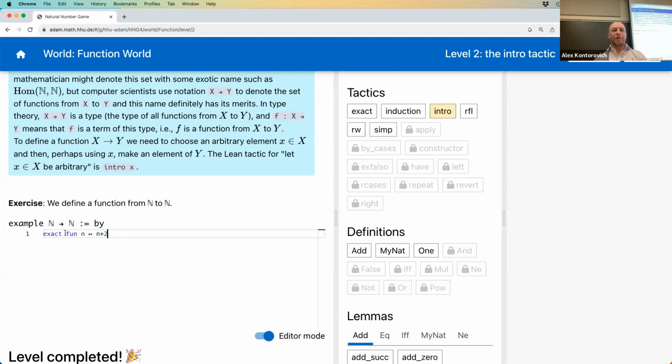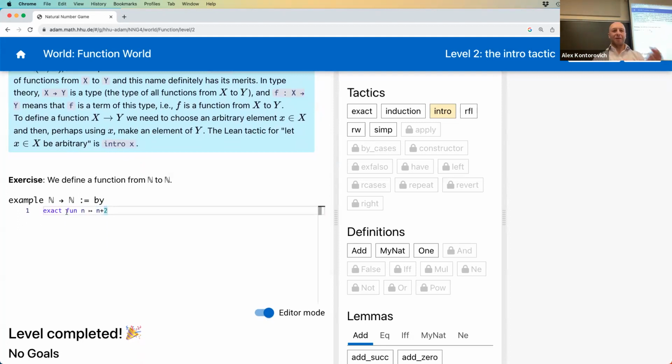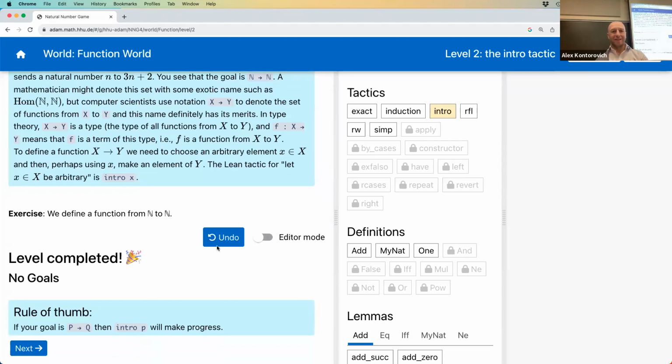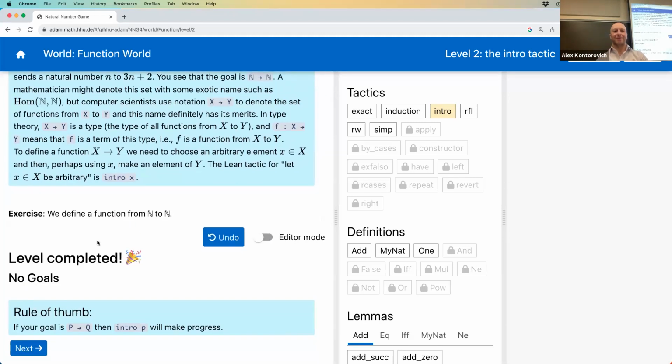Fun is not a tactic. Fun is the name of, it's not something that gets done in this. I don't think that we were given fun. You're not told what fun is, but the way to make a function is to say fun, give the variable name, maps to, and then whatever you want that to be. So that's done. Let me go out of editor mode. Oh, now you can't see. Let's see. So if I do exact, you can either intro n, or you can just give a function that takes n to 2 times n plus 17. Okay, does that make sense?